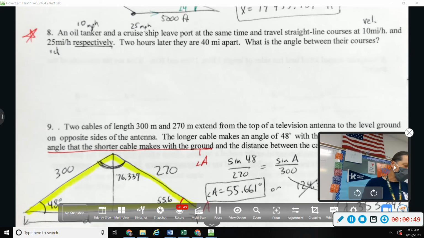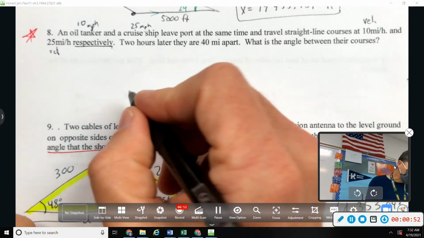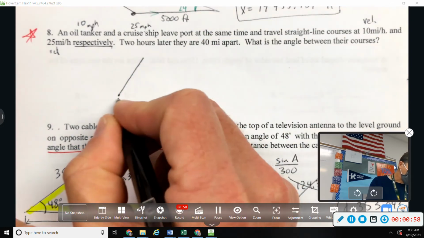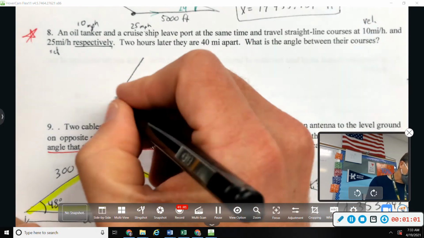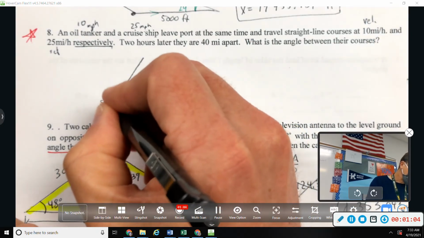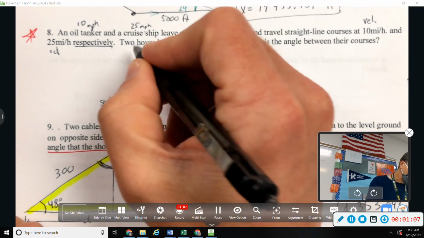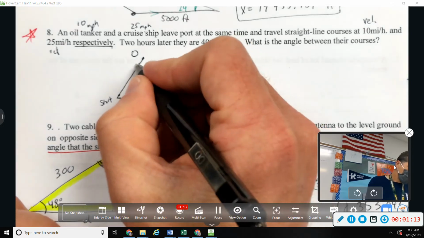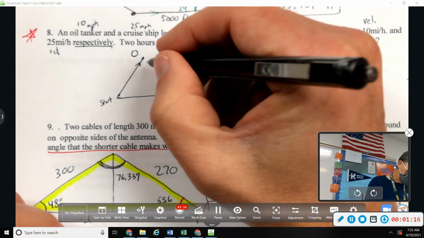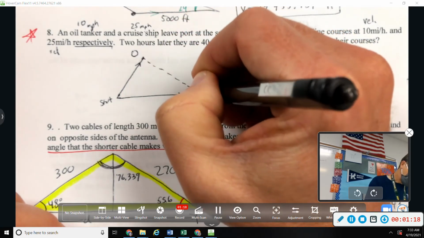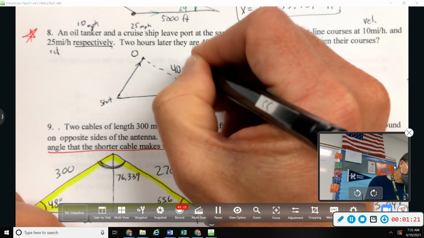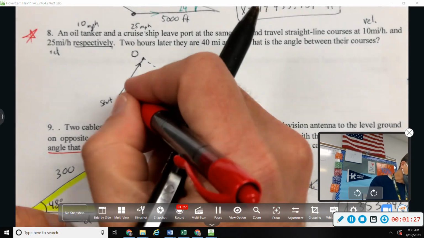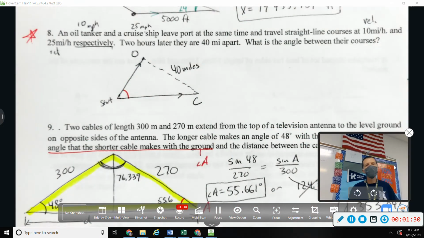2 hours later, they are 40 miles apart. What is the angle between their courses? So we have no idea what the angle between their courses is, but we'll say that this is where they started. Here's the oil tanker, and here's the cruise ship. And after 2 hours, they're 40 miles apart. What is the angle between their courses? So that's the angle between their courses.